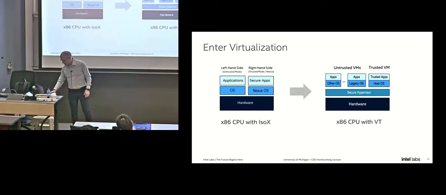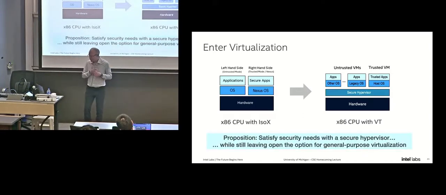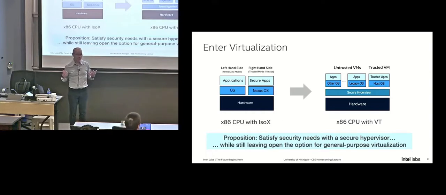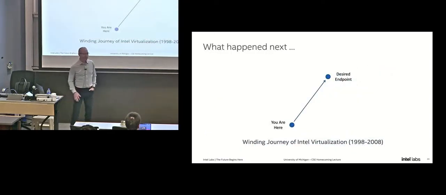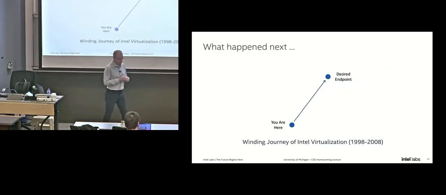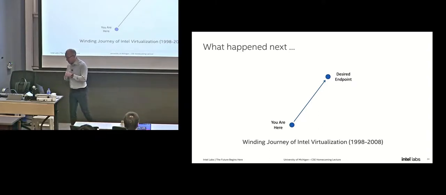And the proposition then was, we can address Microsoft's requirements, but at the same time, we leave open this option for general purpose virtualization. And that would be maybe a good thing. And it was a good enough argument that we did win it. And Intel decided to pursue VT as a path. Remember, this was just like a research project in the labs at the time. But we were able to get that to happen.